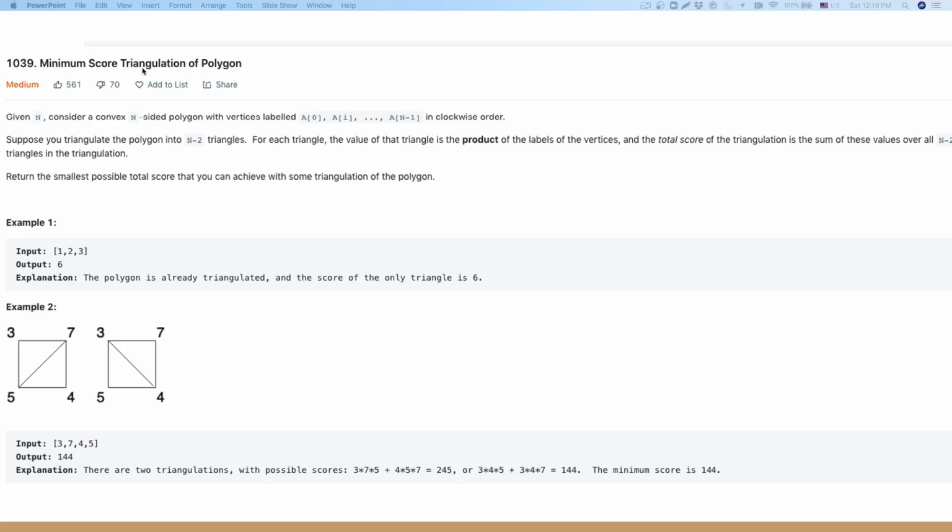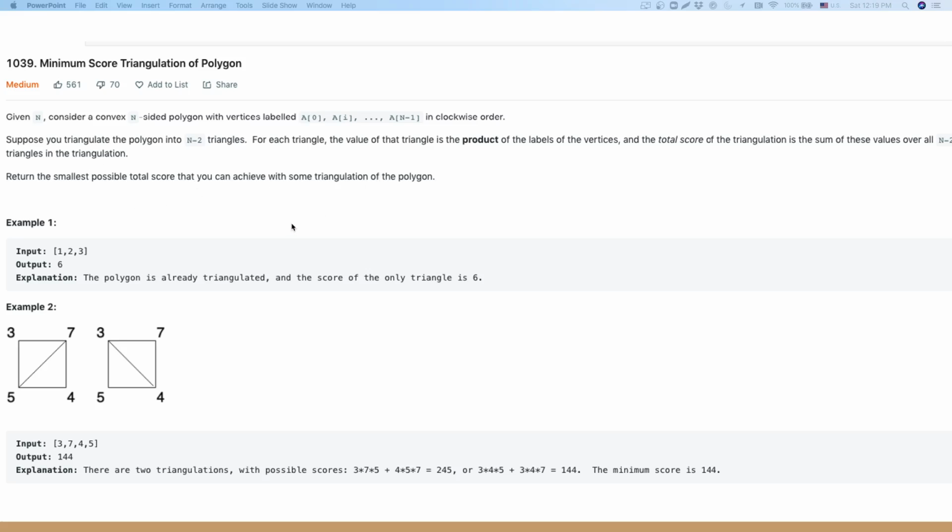1039, minimum score triangulation of polygon. So what does the question basically say? Okay, let's read the question first. Given n, consider a convex n-sided polygon with the vertices labeled from a0 all the way to n-1, in clockwise order. Suppose you triangulate the polygon into n-2 triangles, and for each triangle, the value of the triangle is the product of the labels of its vertices, and the total score of the triangulation is the sum of these values over the n-2 triangles in the triangulation. Return the smallest possible total score that you can achieve with some triangulation of the polygon.